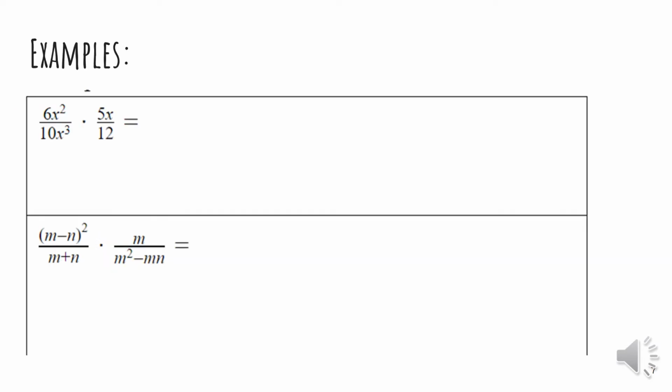Here are a couple other examples. 6x squared times 5x gives us 30x cubed, over 10x cubed times 12 is 120x cubed. The x cubes cancel in both the numerator and the denominator, leaving us with 30 over 120.